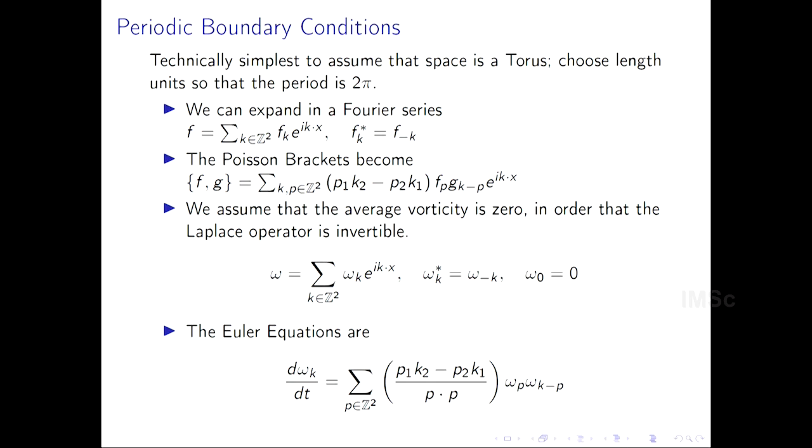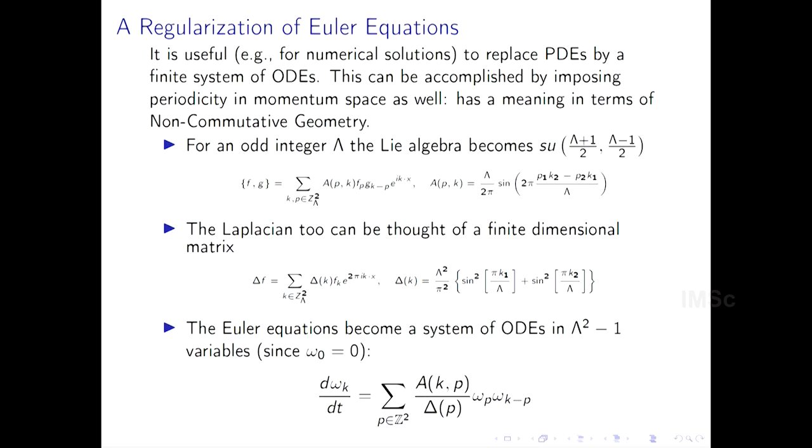And in order to be able to solve Poisson's equation, the total vorticity must be 0. And then you can solve the Poisson equation, and the Euler equations become this system of equations. It's a system of differential equations for the Fourier coefficients. Now, I will illustrate in this 2-dimensional context essentially what Jens Hoppe did, which is that for many purposes, for example, in developing a practical method for solving these equations numerically, it is useful to replace a system of partial differential equations by ordinary differential equations.